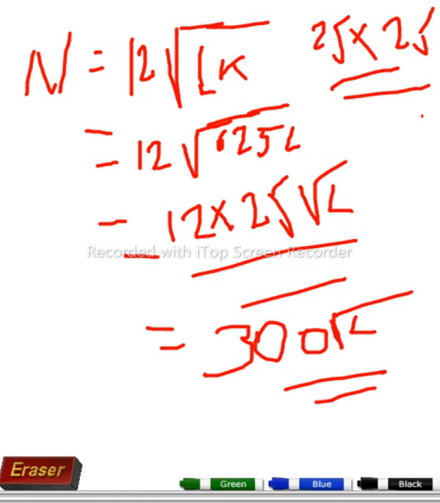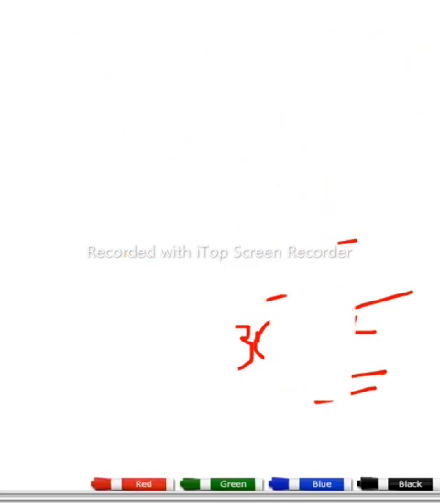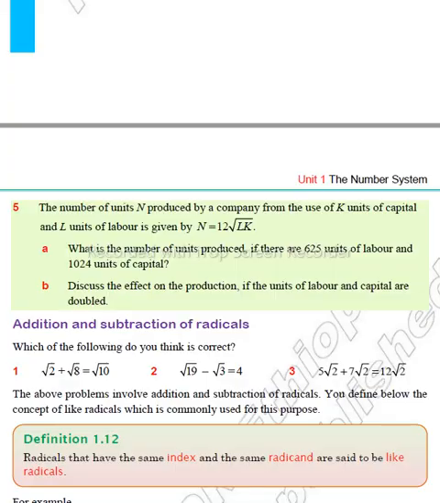When it is 1024 we also do the same formula. So we pass to the next question. Discuss if it is double. We already multiply by 2. We get the same answer.